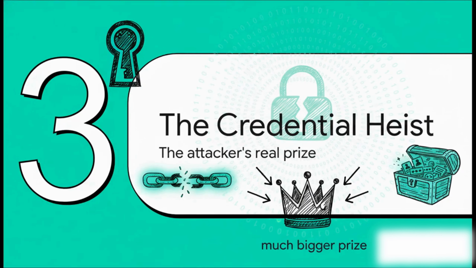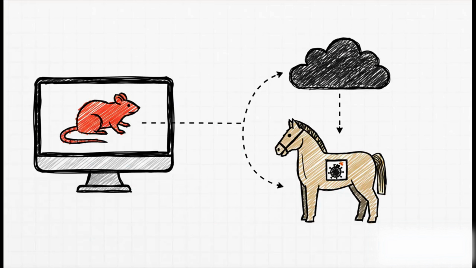But just getting access isn't the end goal. Oh no. The attackers are after a much, much bigger prize. And that brings us to Section 3, the credential heist. This is where they use that initial infection to steal the keys to the entire kingdom. So the Net Support RAT, its main job isn't to spy on you. Its job is to be a downloader, a kind of digital beachhead. It quietly phones home to the attacker's server and pulls down a second, even nastier payload.